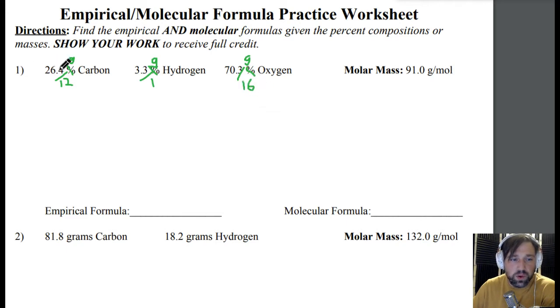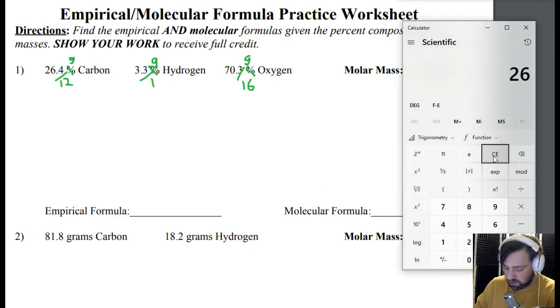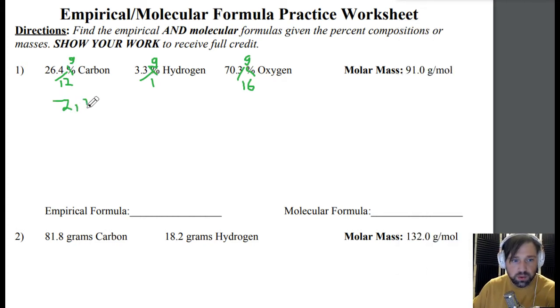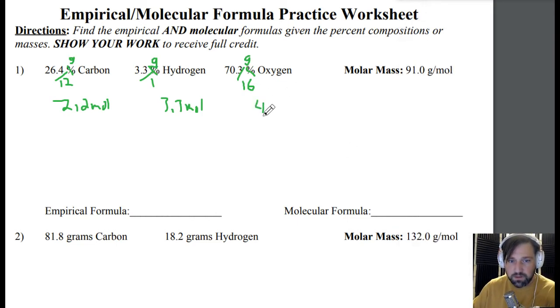All right, so 26.4 divided by 12. I'm going to grab myself a calculator and do this. 26.4 divided by 12 is 2.2. So 2.2 moles. This is going to be 3.3 moles. I don't even need a calculator for 3.3 divided by 1. The other one is 70.3 divided by 16, which is 4.39 moles.